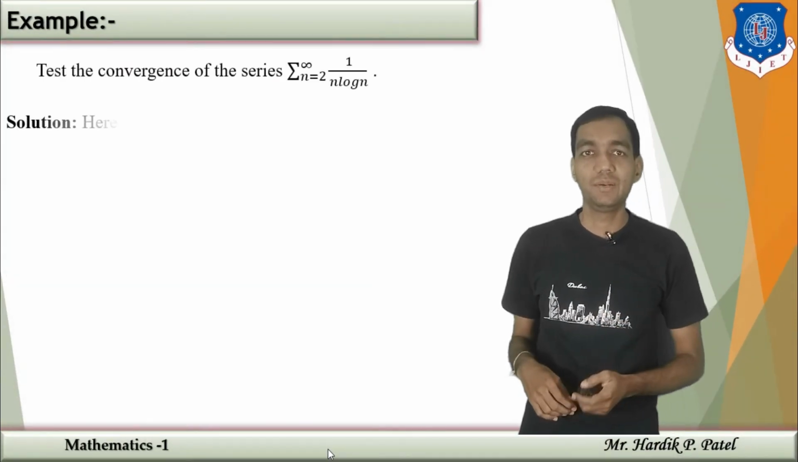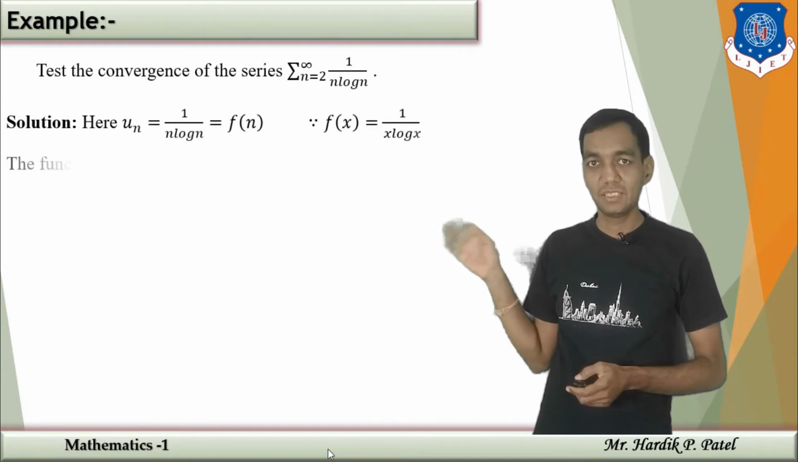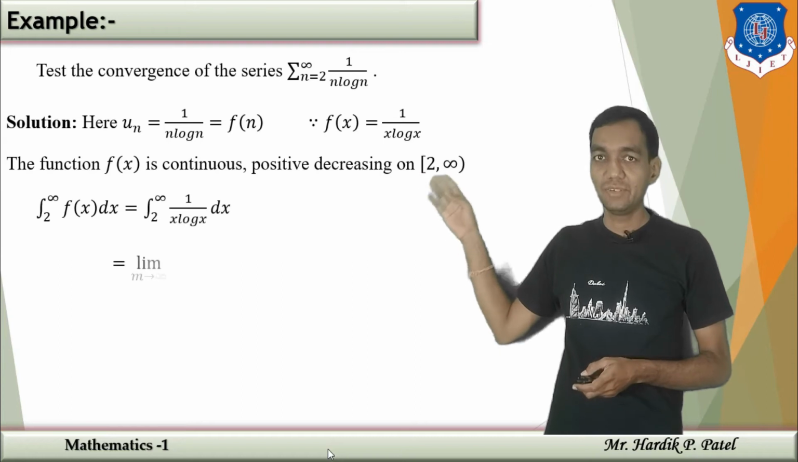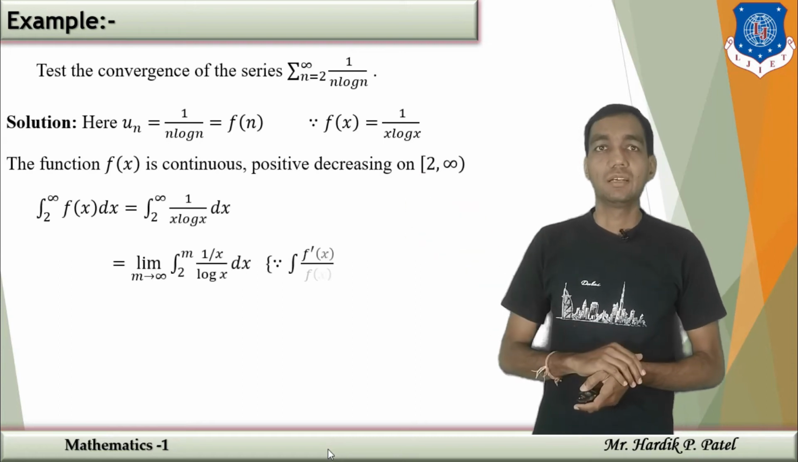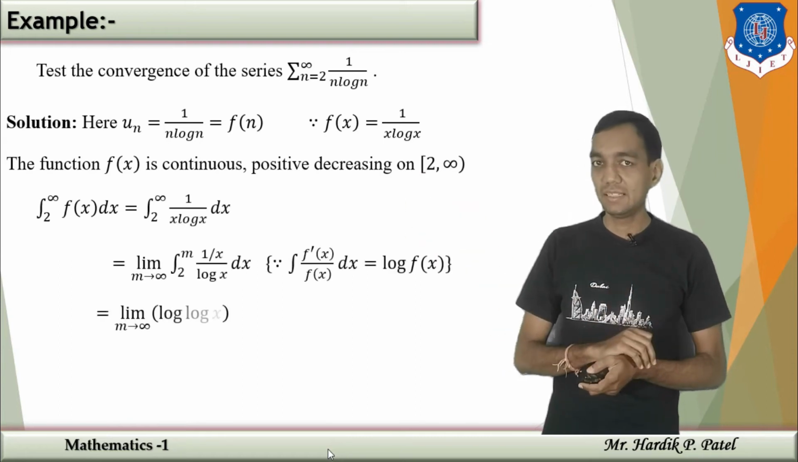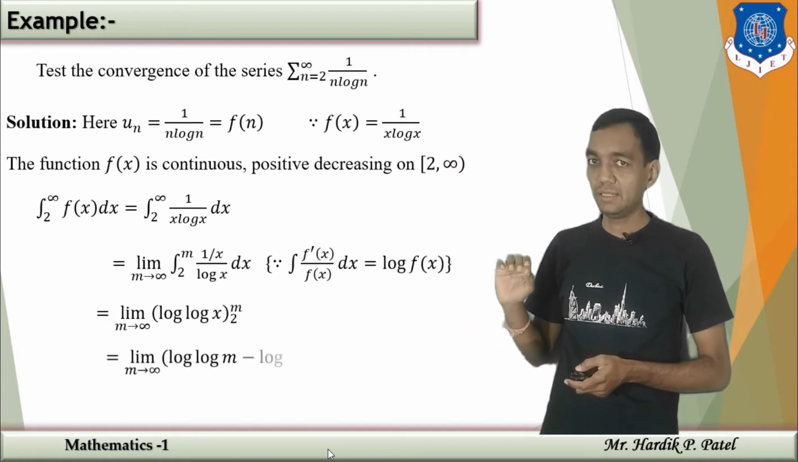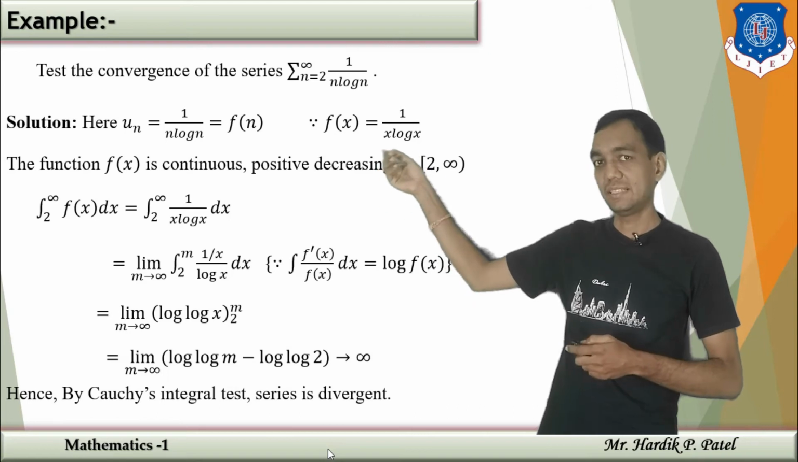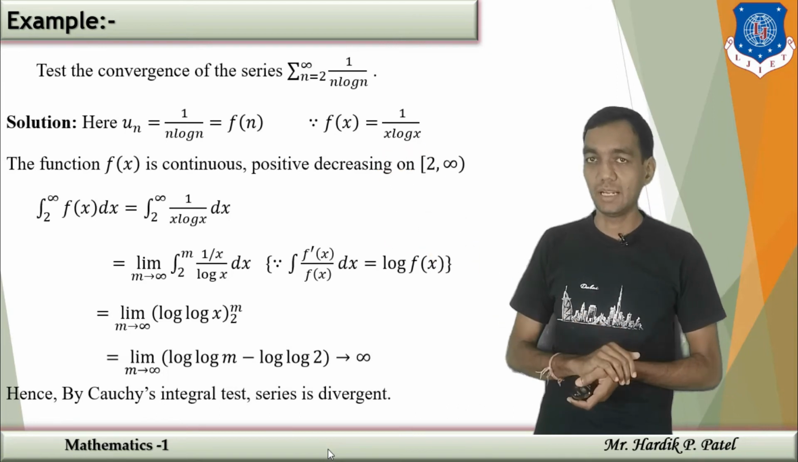In the same manner, going on to another example: test the convergence of the series sigma n running from 2 to infinity of 1 upon n log n. So here u_n is nothing but 1 upon n log n, correct? Replacing n with x will give you f(x). So f(x) is equal to 1 upon x into log x.